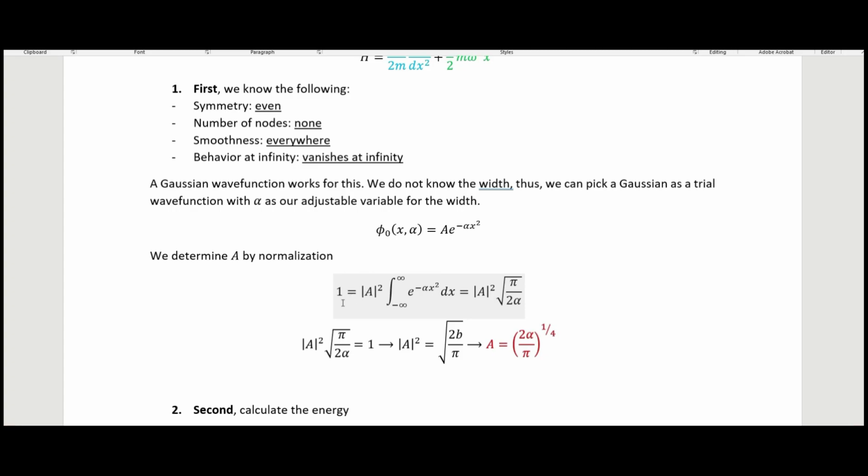So we just have 1 equal to A squared times the integral of our wave function here. And so we end up with this right here. So we'll have 1 equal to this A squared times the square root of pi over 2 alpha. And so when we just do some algebraic manipulations, what we end up with is this right here for our A. And so now we know what our A is.